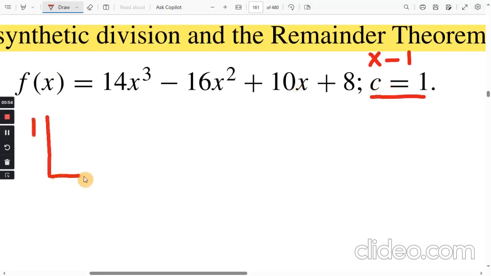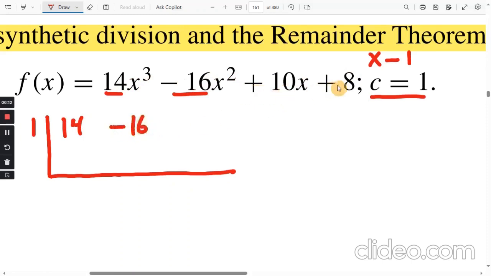And in the bracket, leave enough room for 2 rows. Make sure you have all the exponents represented and counting down. So x to the third, squared, 1, 0. We're good. We have 14, negative 16, positive 10, positive 8.